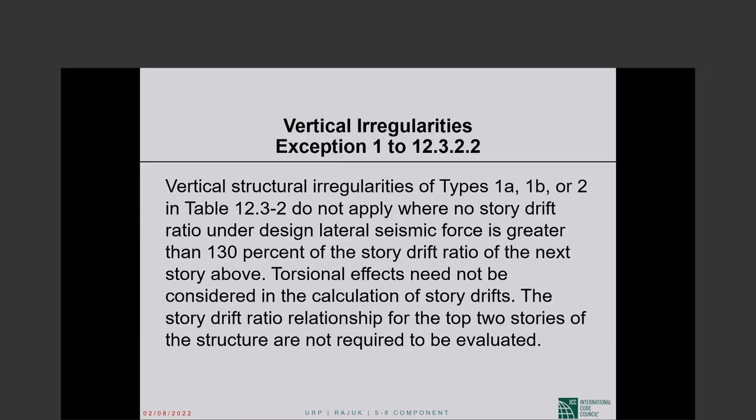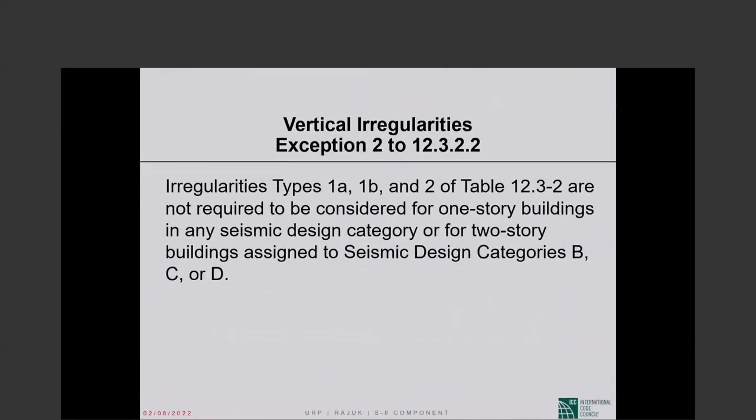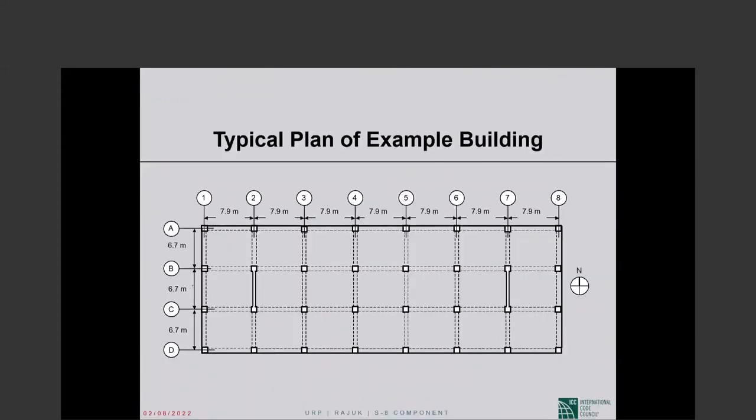Torsional effects need not be considered in the calculation of story drifts. The story drift ratio relationship for the top two stories of the structure is not required to be evaluated. Top two stories need not be considered. Irregularities type 1A, 1B, 2 are not required to be considered for one-story buildings in any seismic design category or for two-story buildings assigned to design category B, C, and D. This is an outright exception.